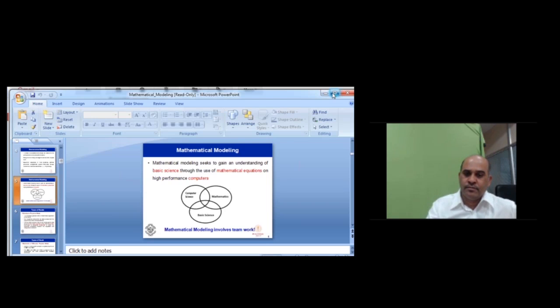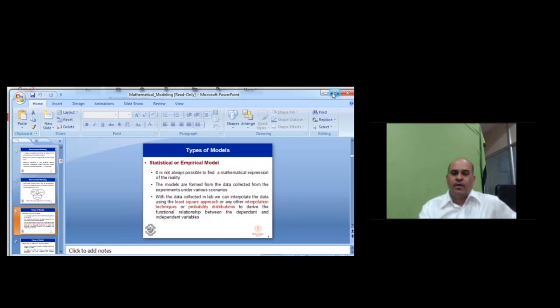Now let us go to the types of models. There are basically two types of models. If you go into more detail, then maybe there are 4 types of model, but broadly there are 2 types of models: statistical model or empirical model. What exactly do we mean by empirical model?